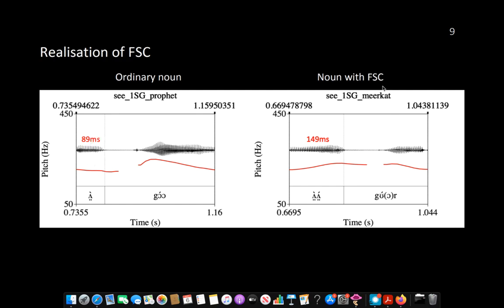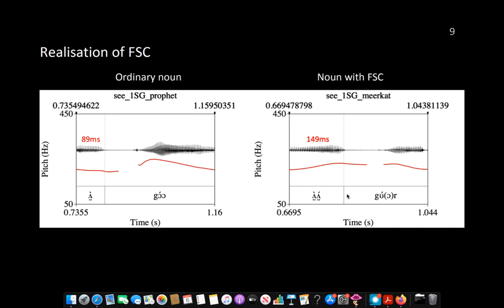The phonetic data shows that before the ordinary noun, the vowel is 89 milliseconds in duration, and before the noun with FSC, the vowel is 149 milliseconds in duration. Now recall that this durational difference corresponds to the differences between the contrastive short and long vowel lengths in Nuer. As for the tone, before the ordinary noun, the F0 is low level. Before the noun with FSC, the F0 is rising.